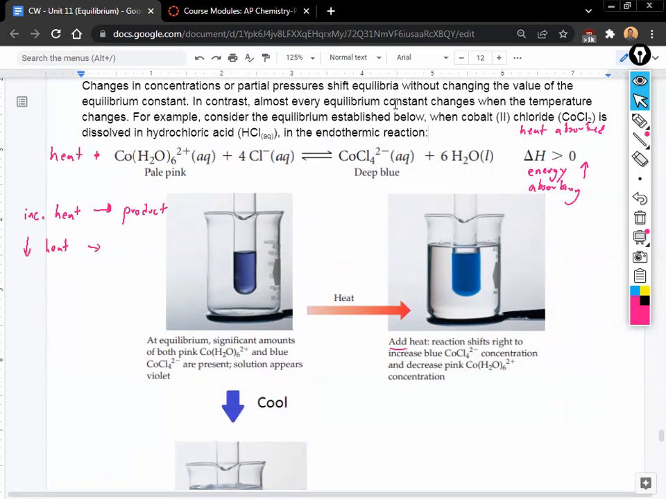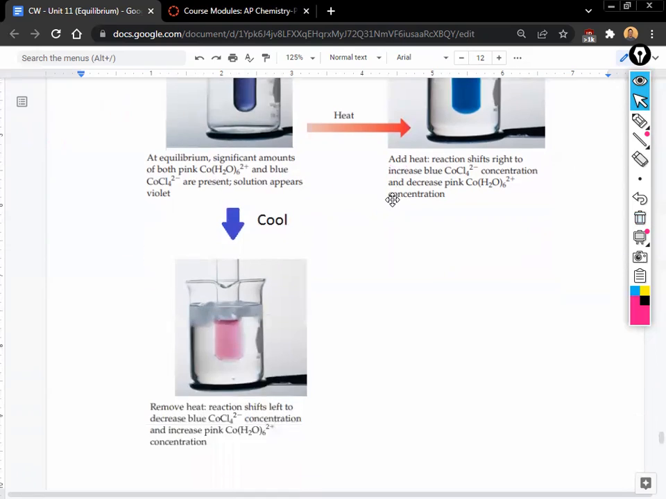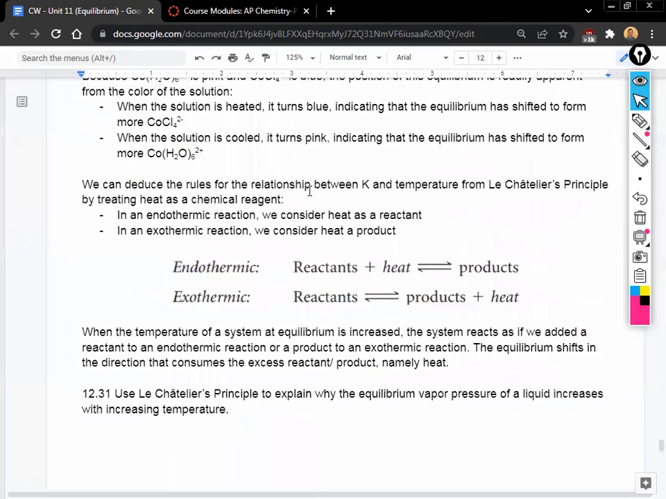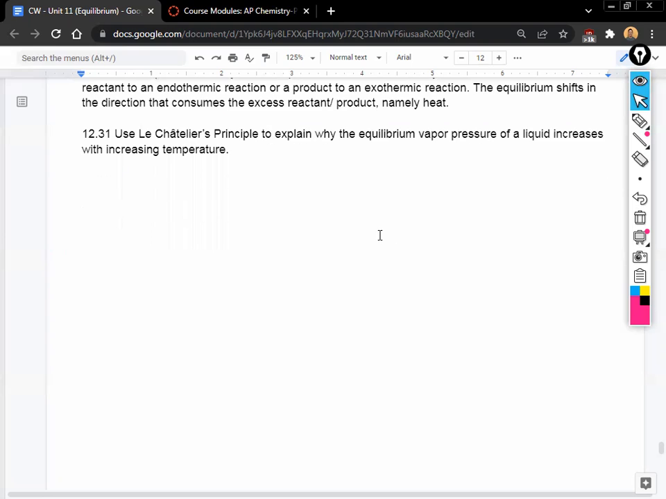Okay, so just keep in mind, enthalpy, if it's greater than 0, heat is a reactant. If it is less than 0, it's going to be a product. All right, any questions about that one? Makes sense. So I have a little thing here if you want to look at it later on your own time when you're studying. But let's do 12.31.